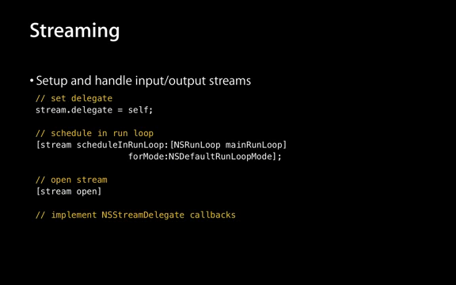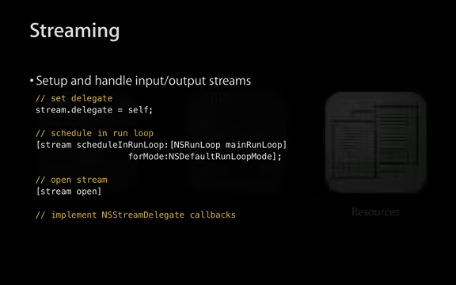Once both sender and the recipient have a handle on the stream objects, they'll have to set the delegate on them, they'll have to schedule them in a run loop, and they will have to call open on them. Of course, they will also have to implement NSStream delegate methods to send and receive data. So that was streaming. And lastly, let's take a look at resource APIs.